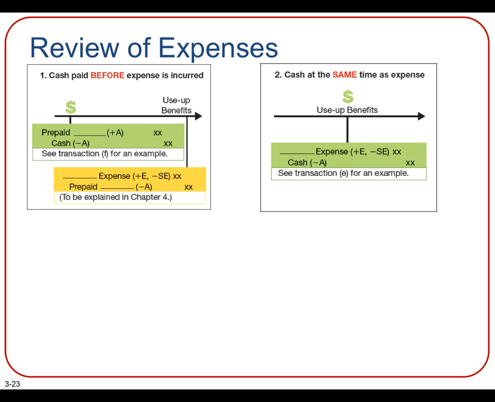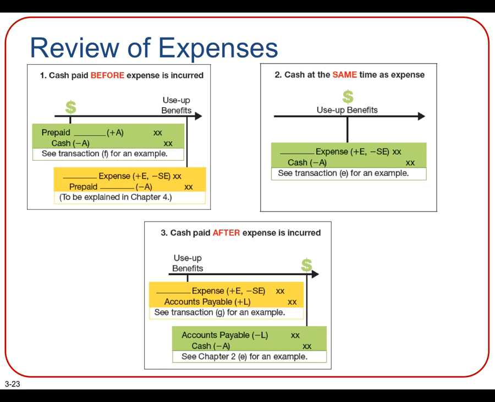Second would be expense at the same time as you paying the cash. So that means the utilities, right? When you use up utility, you also pay the expense. So your expense is incurred at the time when you pay the cash. So that's when you record expense. You also decrease your cash. Cash could be paid after expenses incurred, right?